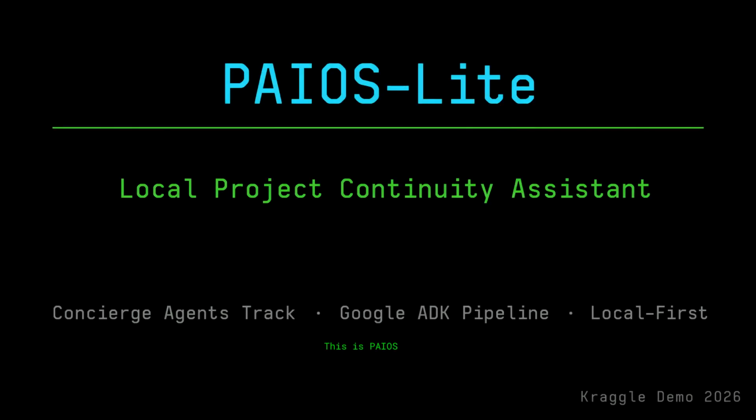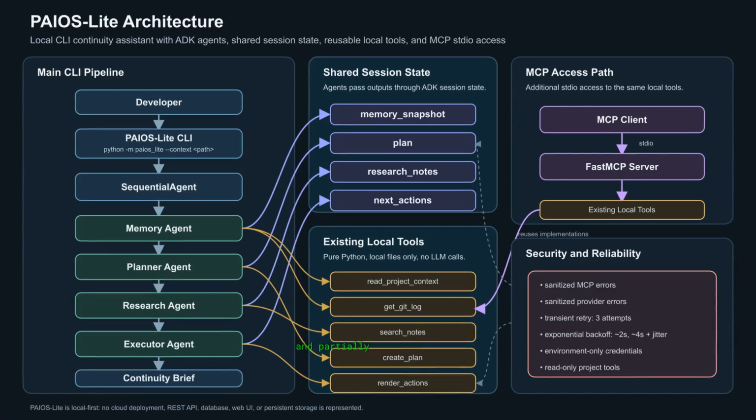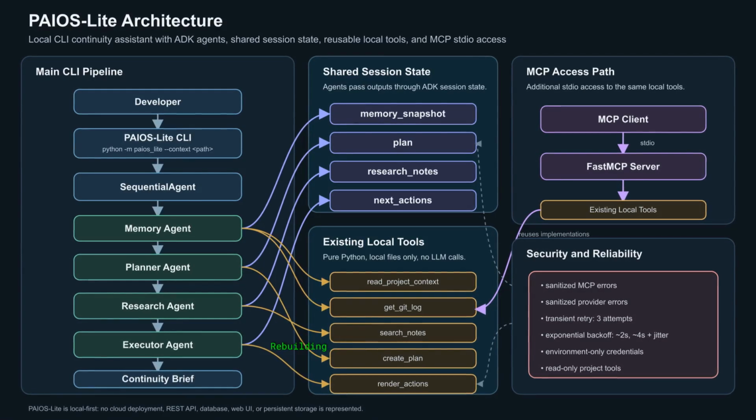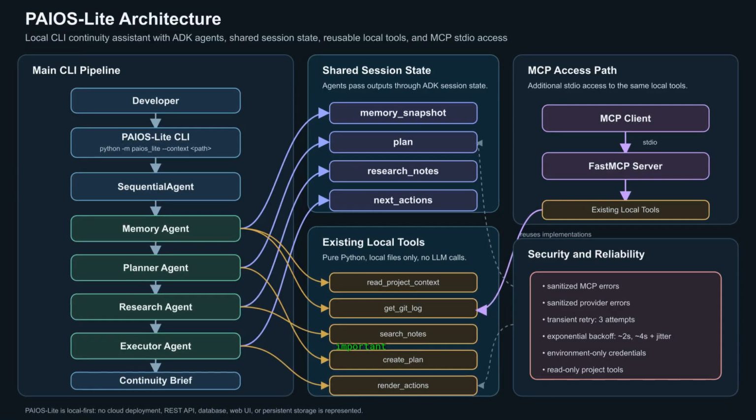This is PAIOS-Lite, a local project continuity assistant. The problem it solves is simple. Between development sessions, context gets scattered across recent commits, to-dos, notes, and partially finished plans. Rebuilding that context manually takes time and makes it easy to miss the next important step.